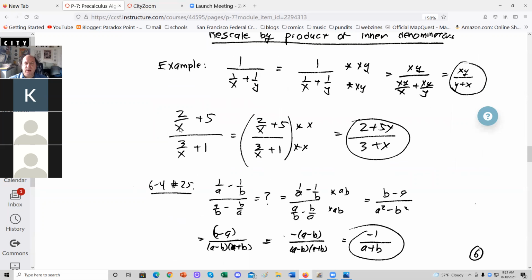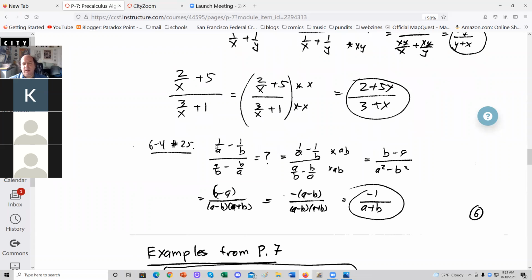Here we have 2 over x plus 5 divided by 3 over x plus 1. The inner denominator is x here and here, so we multiply numerator and denominator. We rescale by that x. 2 over x plus 5 times x, 3 over x plus 1 times x. After some multiplying and canceling, we get 2 plus 5x over 3 plus x.